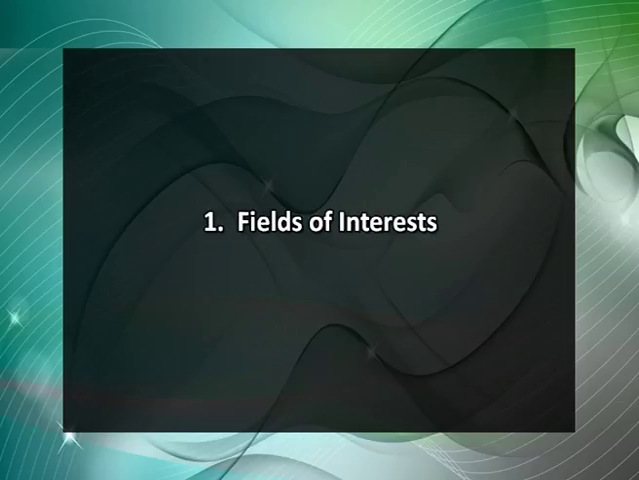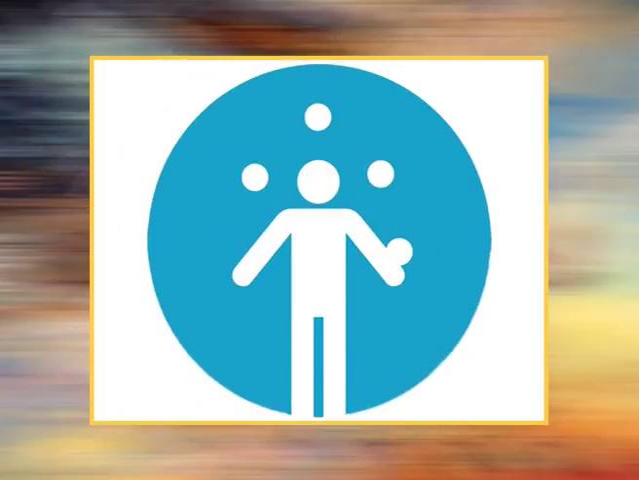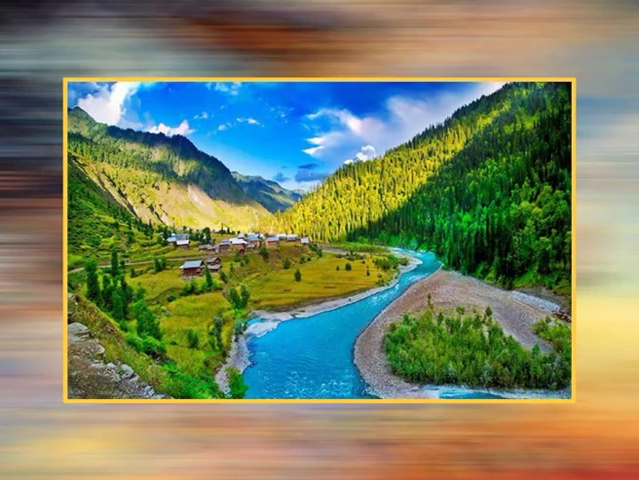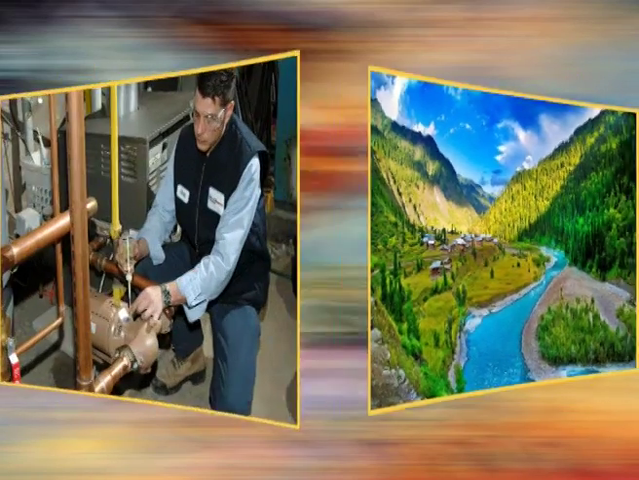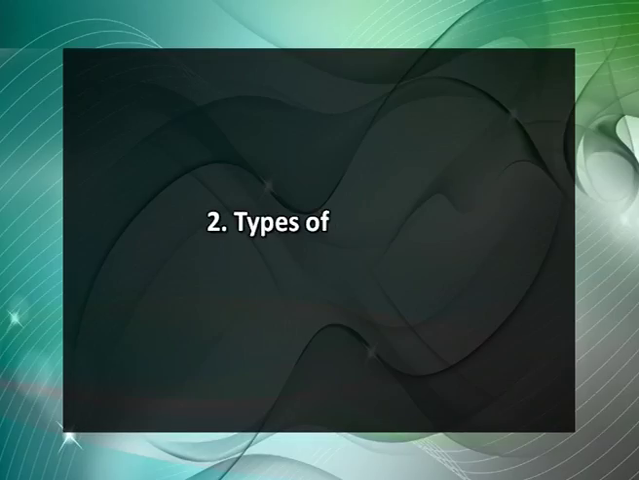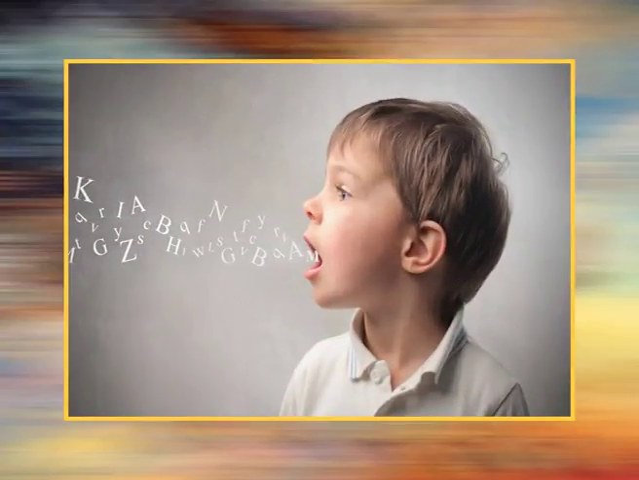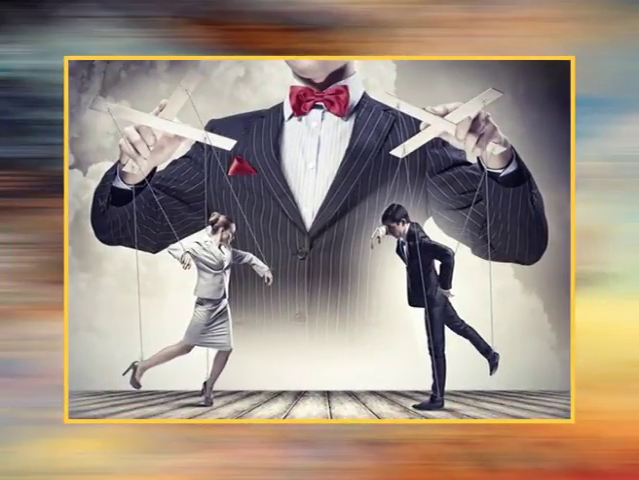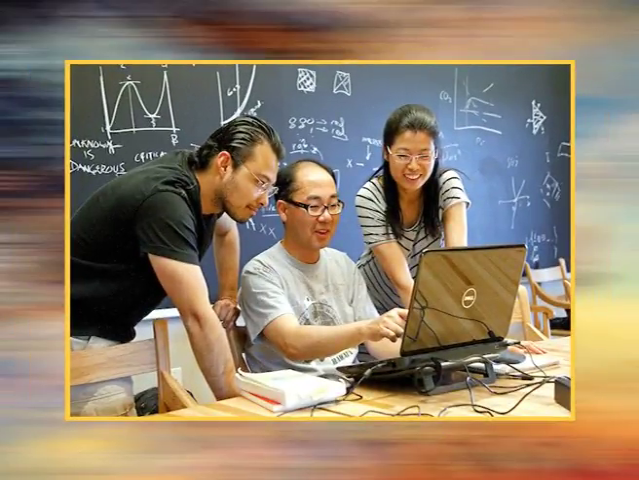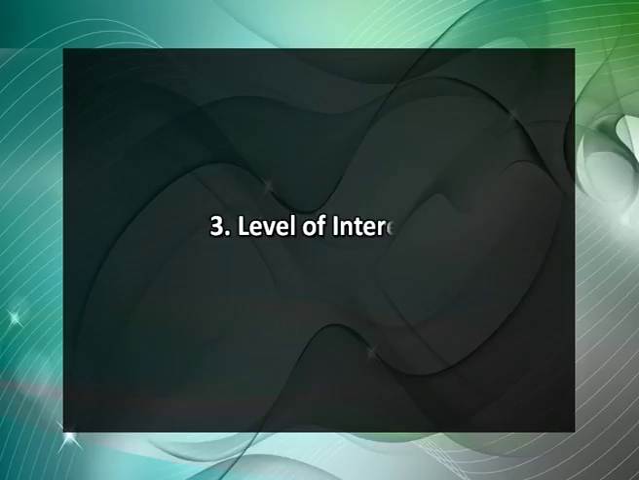Number 1. Fields of interests: personal, social, natural, mechanical. Number 2. Types of interests: verbal, manipulative, computational. Number 3. Level of interests: low, medium, high.